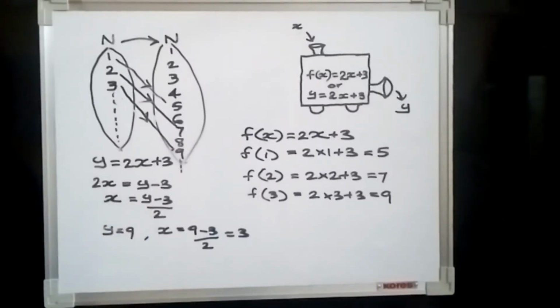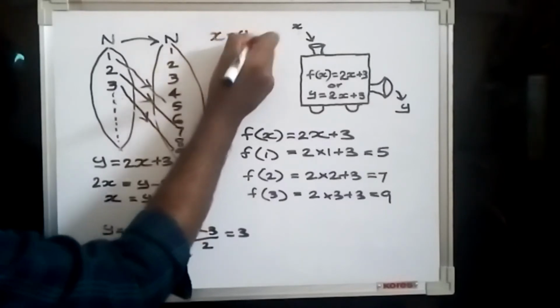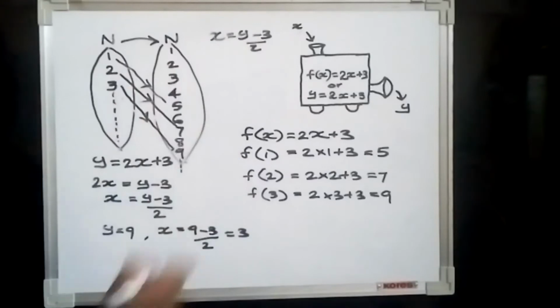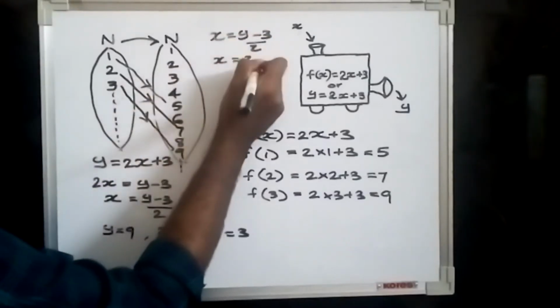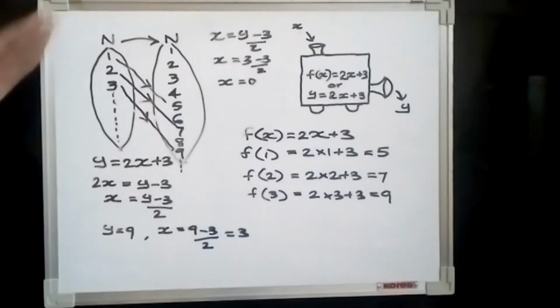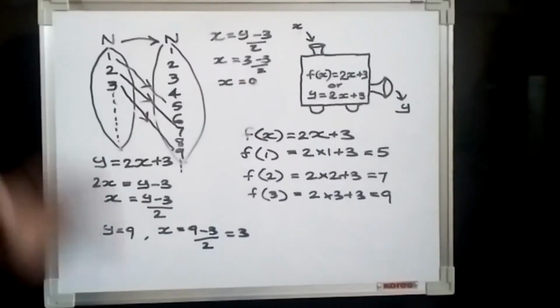Now, the next question is: what will be the input if the output is 3? For this, we have x equal to (y minus 3) divided by 2. When the output is 3, we have to substitute 3 for y. So (3 minus 3) divided by 2, that is x equal to 0. But x equal to 0 is not a natural number and we cannot find the input when the output is 3.